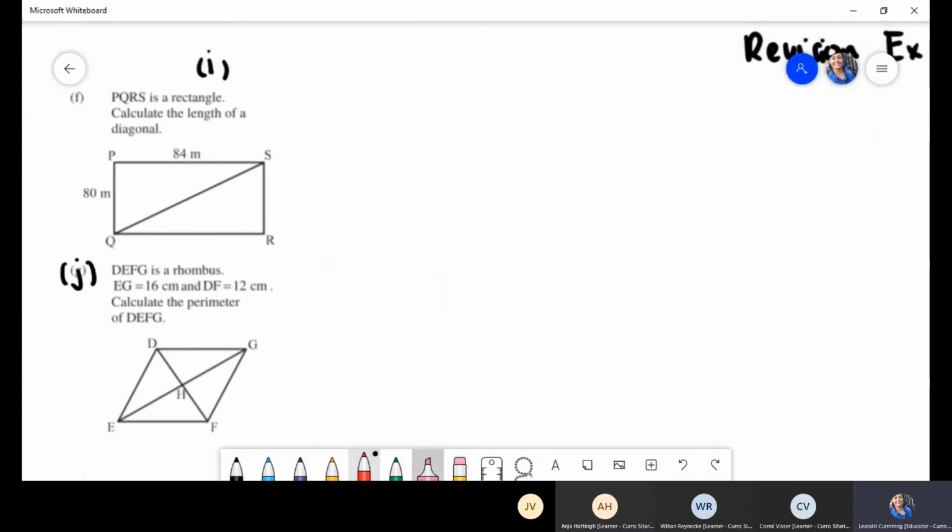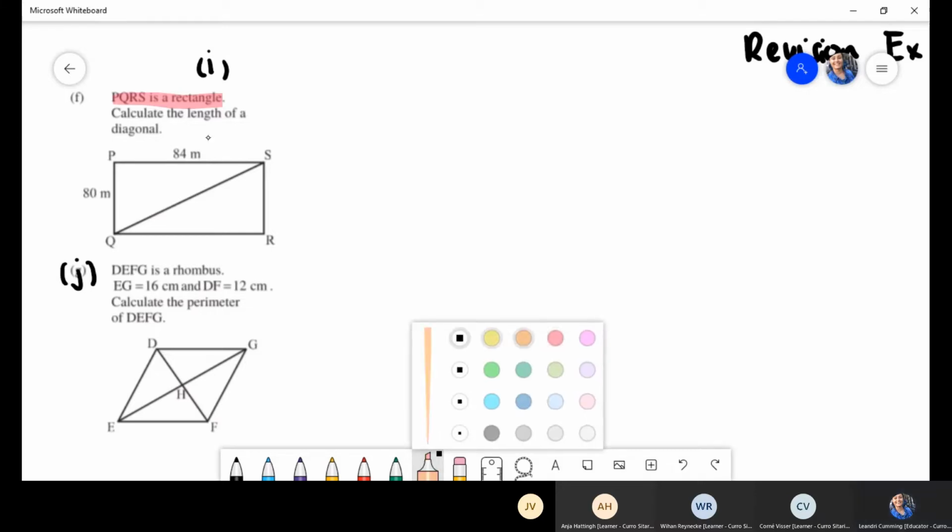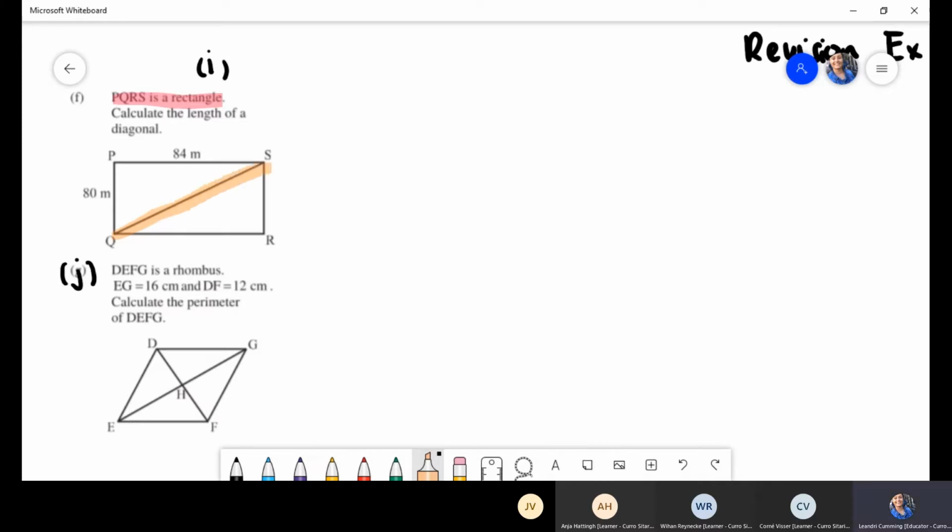So when I read this question, I read that PQRS is a rectangle. Now with PQRS being a rectangle, in your book, in I, it's called ABCD, okay? But the strategy behind it will be similar. Now calculate the length of the diagonal. Okay, there's the diagonal QS.